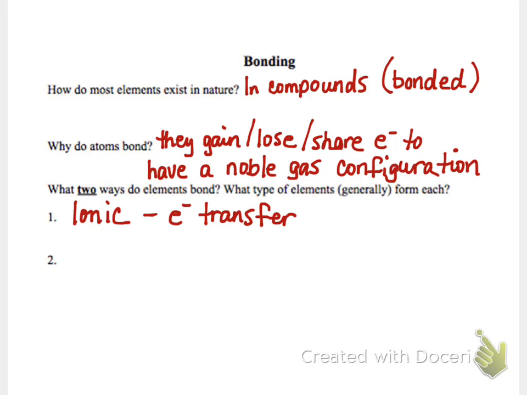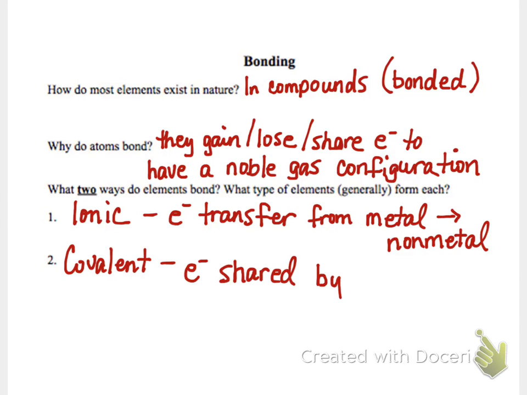And that is ionic bonds, which happen with electron transfer from a metal to a nonmetal, and covalent bonds, which happen when electrons are shared by two nonmetals. So if you're not sure how something is bonded, look for the metal. If it has a metal, it's going to be ionic. If it's all nonmetals, then it's going to be covalent.